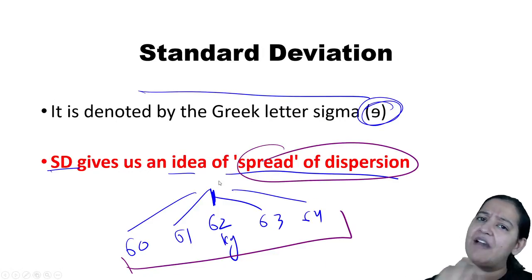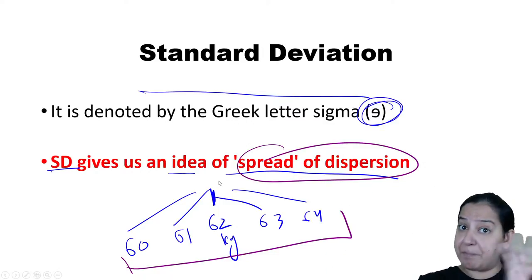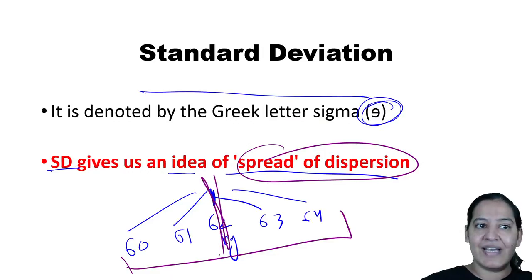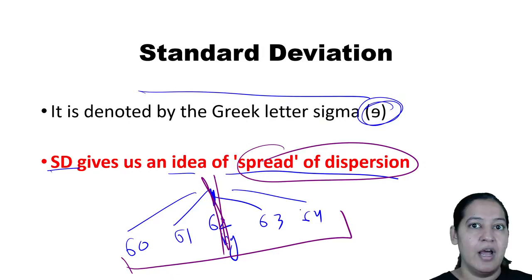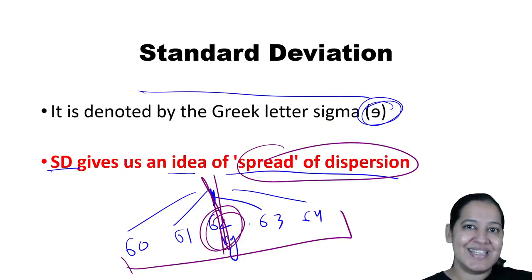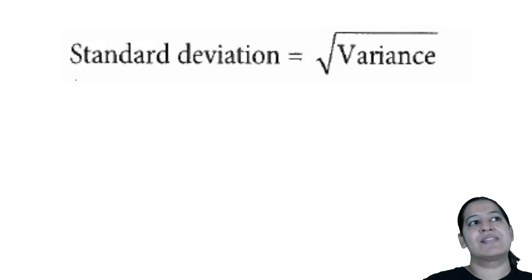Example, I am taking same in every case so that you will have a better understanding. So it is telling us the spread of the dispersion. Central se baaki cheeze kitna spreaded hai. So we are studying deviation, variation, not the central tendency. Central tendency to kal seekh liya tha. Done. So let me tell you the formula for standard deviation.